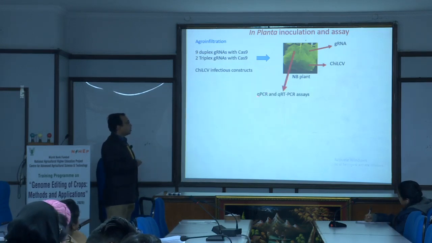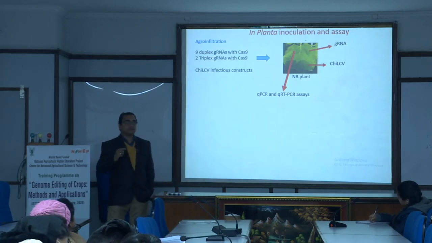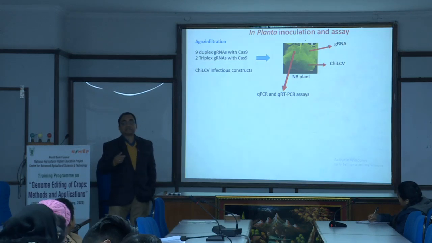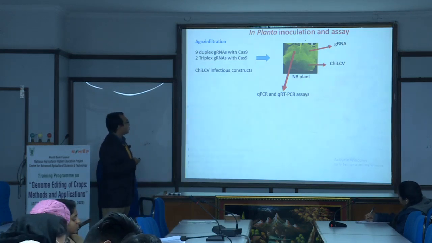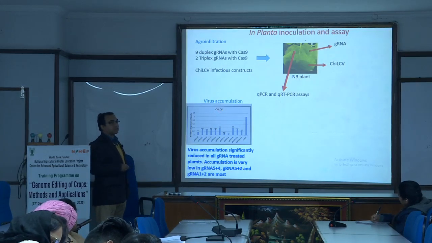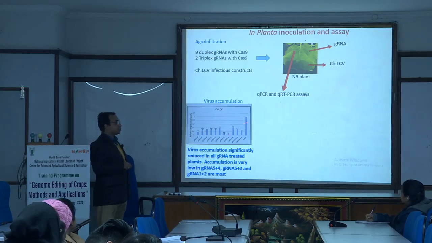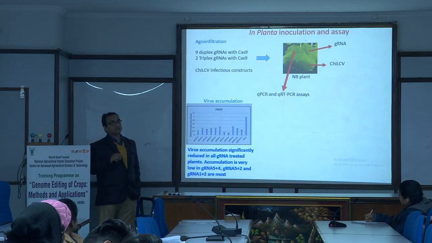So, we did the qPCR and qRT-PCR assay to know whether the inhibition of the virus is taking place, and whether Cas9 and gRNA are expressed properly. What we observed in case of virus accumulation, the chili leaf curl virus qPCR, this is only the chili leaf curl virus infected sample, and these are the gRNA treated chili leaf curl infected samples. In all these cases, we observed the virus accumulation is significantly reduced, and in at least 3 cases it is reduced very significantly.